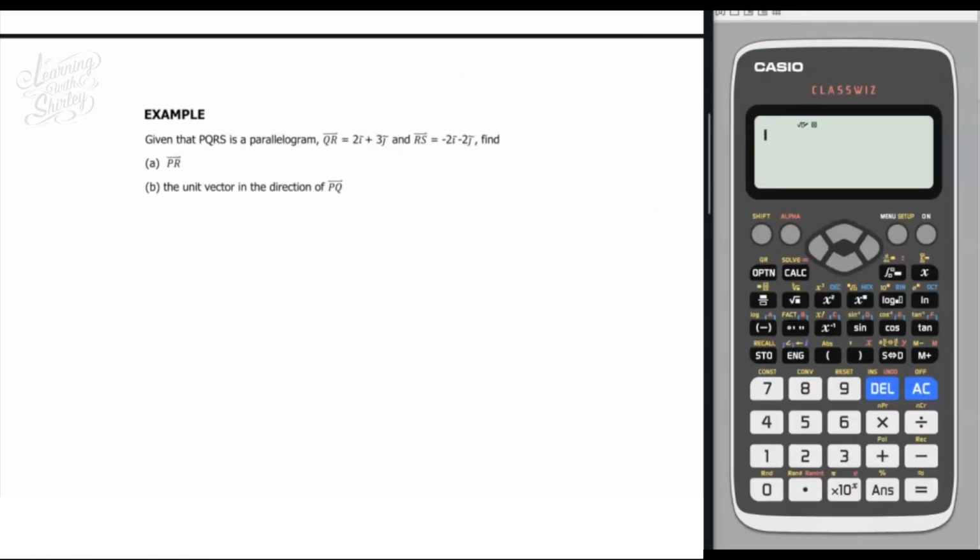Okay, let's look at this example. Given that PQRS is a parallelogram and QR is equals to 2i plus 3j and RS is negative 2i minus 2j. Find PR and find the unit vector in the direction of PQ. So first I'm going to sketch a parallelogram. Okay, let's say this is P, Q, R and S.